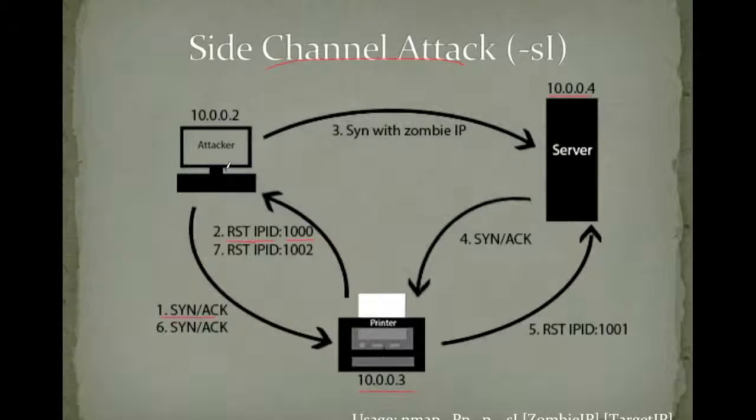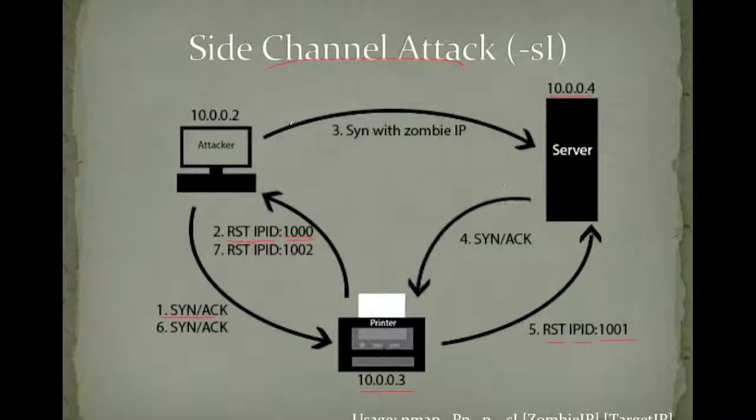So he's spoofing the IP address so that the response doesn't connect back and trace back to him; instead he sends it to the server and tells it to connect to the printer. When the spoofed SYN is sent, the server goes, okay, I'll send a SYN ACK to the printer. But the printer says, I don't want to talk to you, and sends an RST packet back with an IP identifier of 1001. So this incremented from 1000.